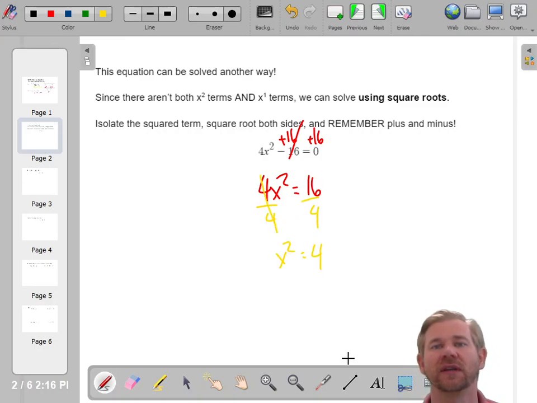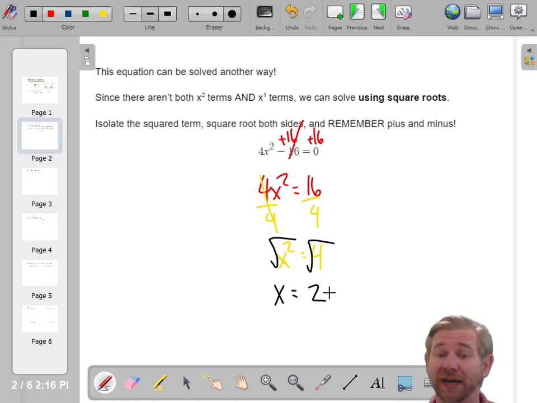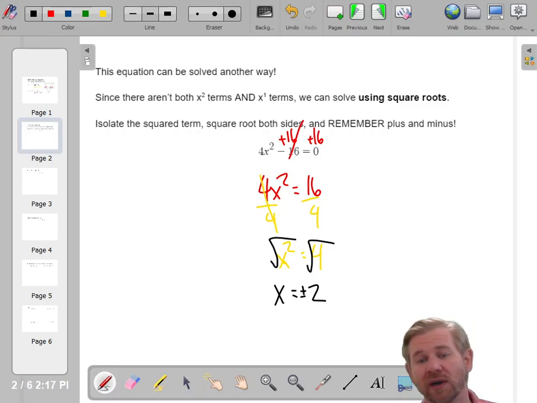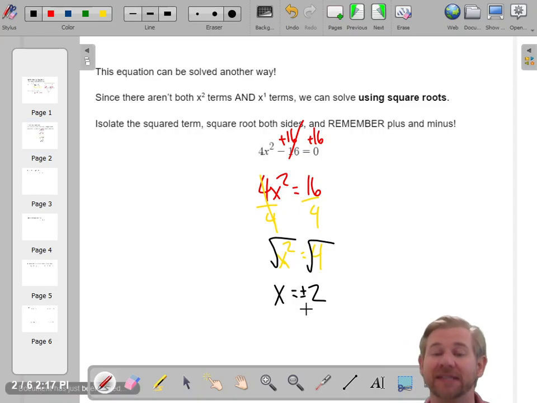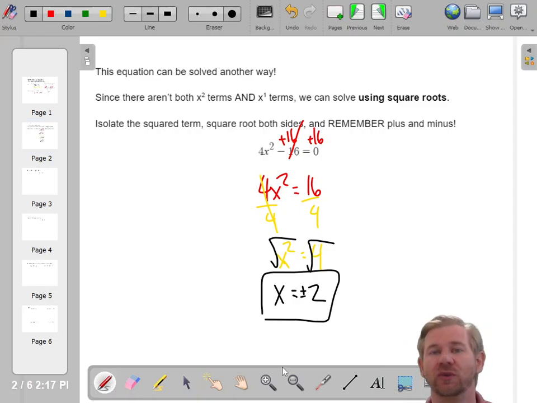So 16 divided by 4 is 4. Now that you have x squared by itself, we have a way to undo squaring. It's called square rooting. So you get x equals, and the square root of 4 is, this is where you need to be very careful. The square root of 4 is 2, but it's also negative 2, plus or minus 2. If you multiply a positive 2 times a positive 2, you will get 4. If you multiply a negative 2 times a negative 2, you will still get 4. So you need to remember that there are two answers.